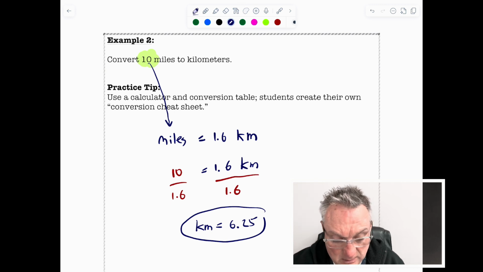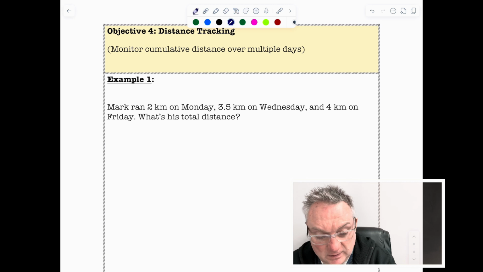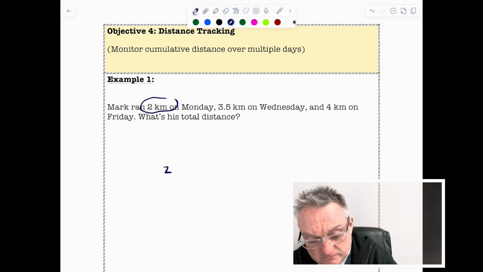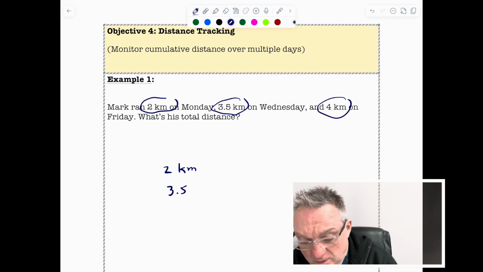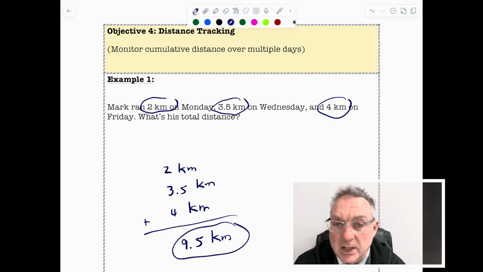And then lastly, monitoring cumulative distance. Mark runs 2 kilometers on Monday, 3.5 kilometers on Wednesday, 4 kilometers on Friday. What's his total time? Addition, right? So that just adds up to 9.5 kilometers. Again, you can use a spreadsheet template to set those up if you want.